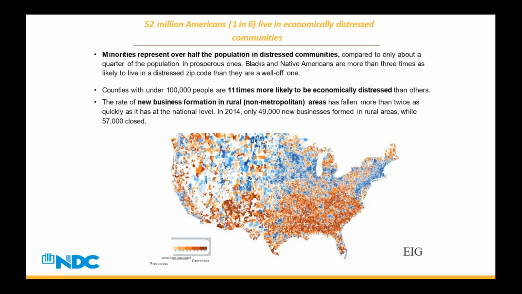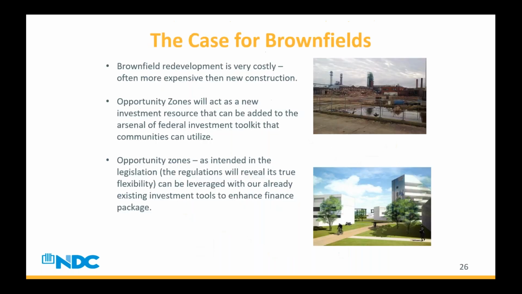You'll see that minorities represent over half the population in distressed communities. Counties with under 100,000 people are 11 times more likely to be economically distressed. And the rate of new business formation in rural areas has fallen more than twice as fast as it has at the national level. So this is a program really designed to bring capital into communities that it otherwise might not be inclined to go into. So let's look at the next slide, given who our audience is.